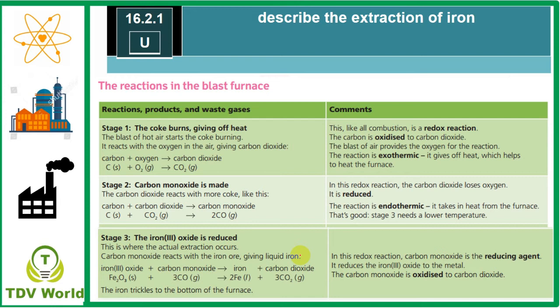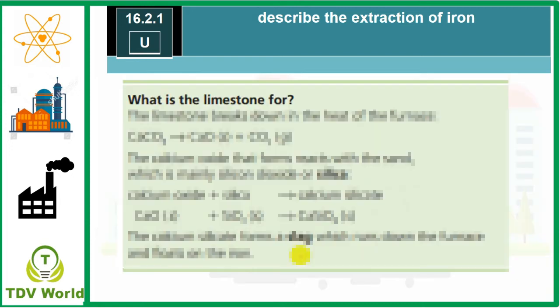The first stage was the coke burns, giving off heat. Second stage was carbon monoxide formation. Third is the ore reduction, and the ore is hematite. So that is iron. So what is the limestone for?